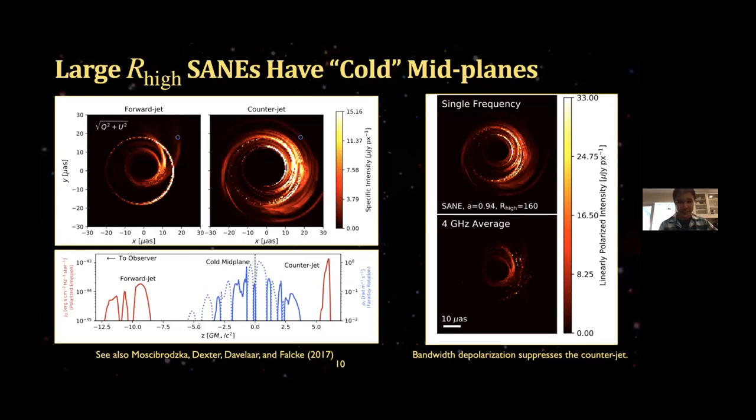One thing I noticed is that this is so significant for this model that you get a different image if you look in linear polarization, not total intensity, linear polarization. If you do a single frequency image, as is often done, versus if you were to average properly over a 4 gigahertz bandwidth, that's shown on the right here. At a single frequency, the counterjet is dominating an image of linear polarized intensity, whereas that actually gets bandwidth depolarized, and over a 4 gigahertz bandwidth, it looks more like the forward jet instead.